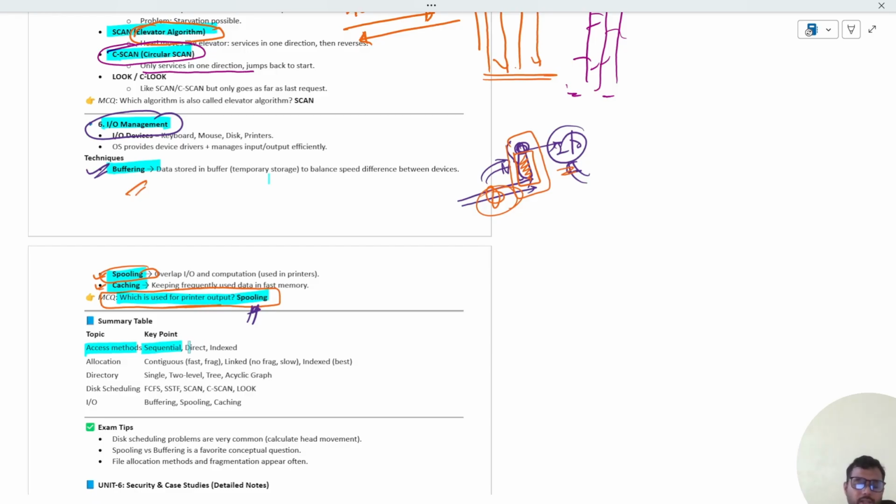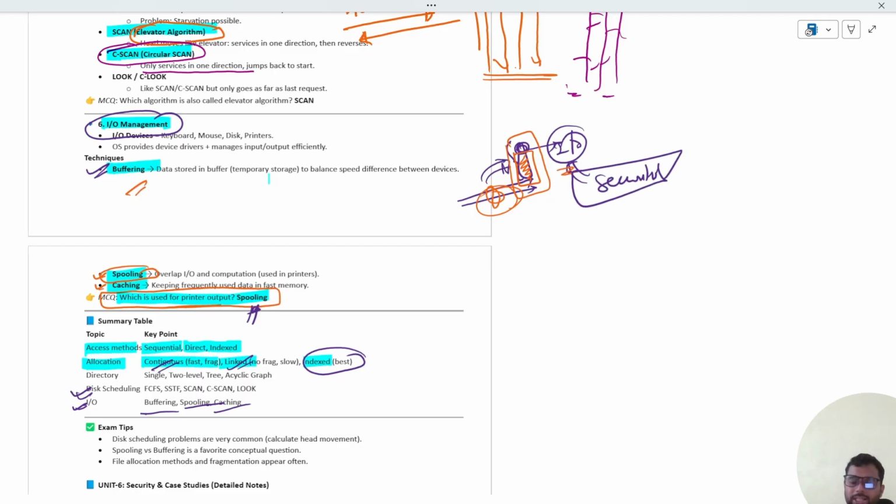The summary is that for file access methods we have the sequential access method. How do we access it? Sequentially, directly, or randomly, or by index. For allocation of files, we do it in contiguous, linked, or index method. In contiguous we have external fragmentation, and in linked, what is the issue? We are having slow random access, and index is the best because it solved both previous problems. Then we have disk scheduling and input-output management techniques, that is buffering, spooling, and caching. If this is done, let us move to the last topic, that is security.